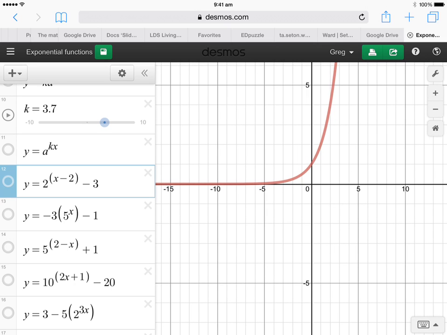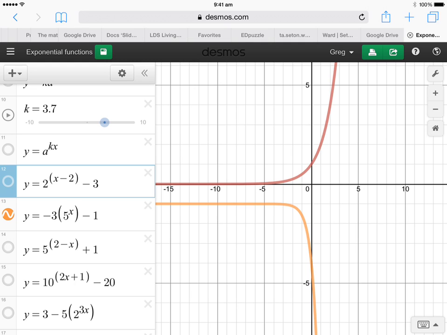Okay, next one. Negative 3 times 5 to the x, minus 1. The negative at the front flips it in the x-axis. The 5 to the power of x makes this graph a lot steeper than 2 to the power of x, and the minus 1 shifts everything down 1. So instead of y equals 0 being the asymptote, it's shifted down to y equals negative 1.